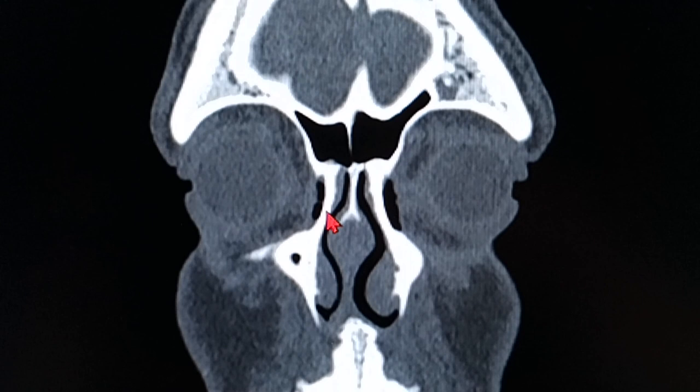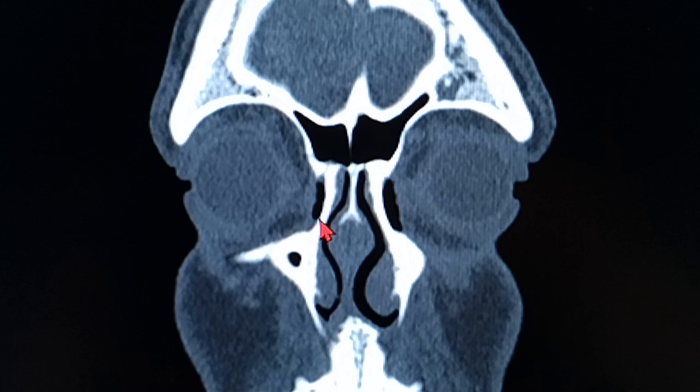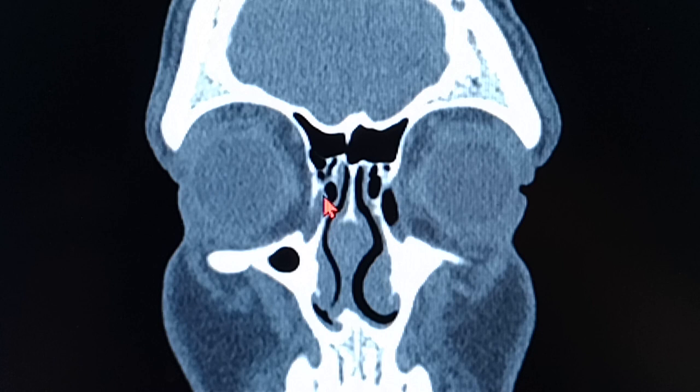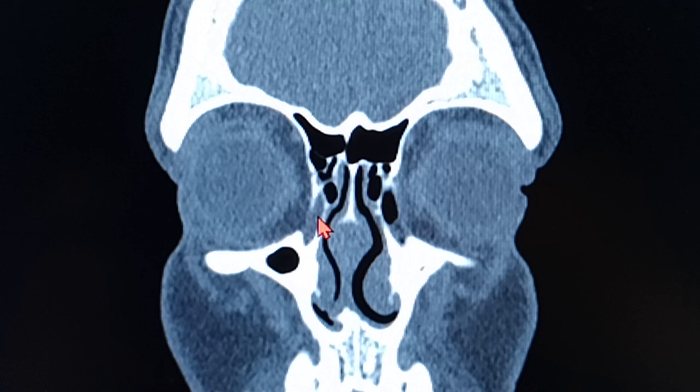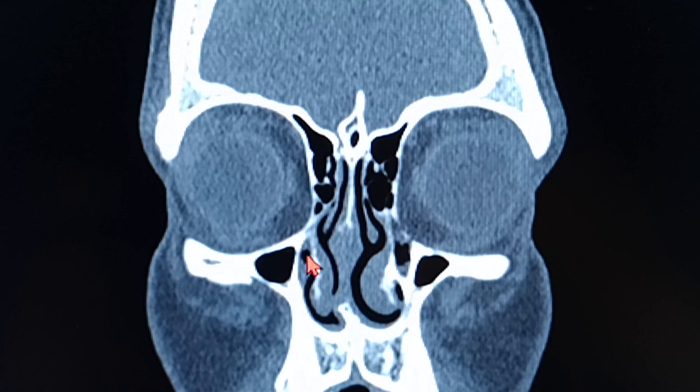So keep on following the frontal process of the maxilla. And the moment you see the appearance of the maxilla, the anterior most part, you can see something like an elliptical oval shape of soft tissue over here. That is basically the nasolacrimal sac. Now, if I go posteriorly, keep on seeing how it goes inferiorly. And see, it goes inferiorly, and then it opens up here in the inferior meatus.